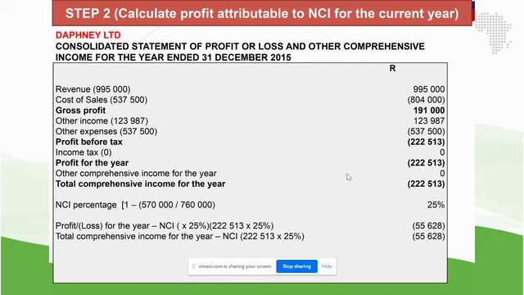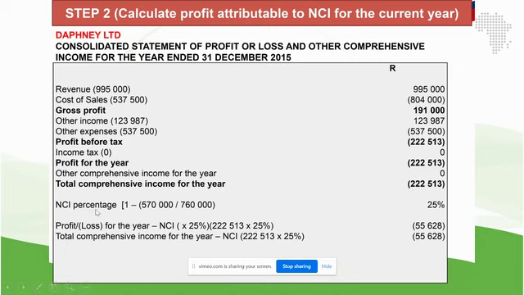And this is a little example of that, which is from a UNISA example, where this revenue, this cost of sales, all of these income and expenses was solely for a subsidiary. And they've done a little calculation. They've got to a comprehensive income of 222,513. And they said, right, this is the actual profit for the subsidiary. What portion of this is held by the NCI or is due to the NCI in terms of the profit?